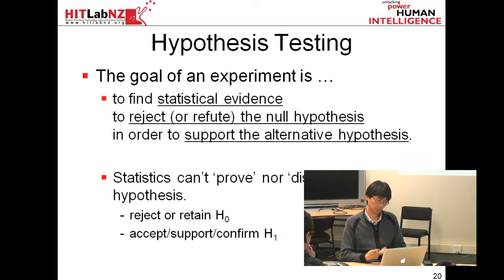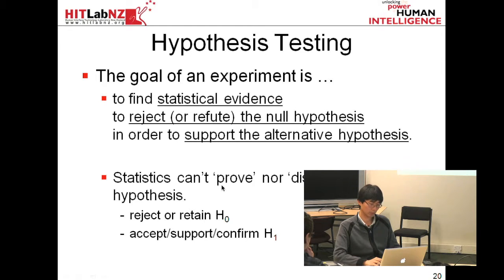So the goal of the experiment is, again, to find statistical evidence. So by disproving or proving something, what we all do, what the scientists or researchers do, is run a statistical test and come up with a probability of how likely this statement is true or false. So it always involves statistical evidence, which is basically a probability of either this statement being true or false.